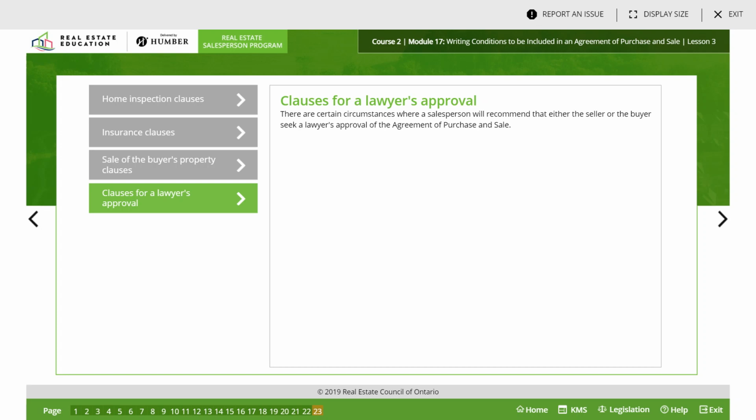Clauses for a lawyer's approval. There are certain circumstances where a salesperson will recommend that either the seller or the buyer seek a lawyer's approval for the agreement of purchase and sale.